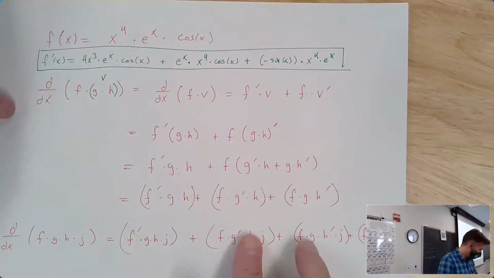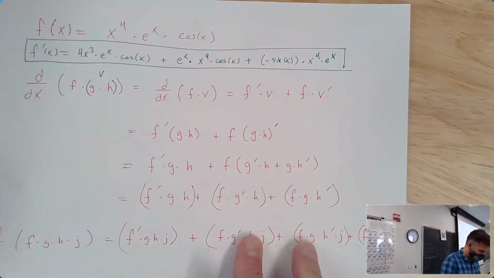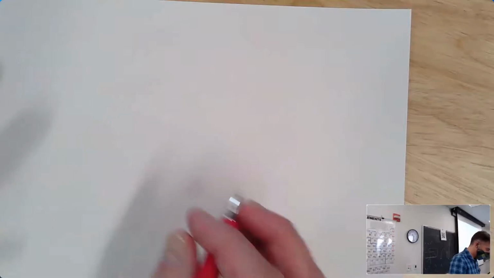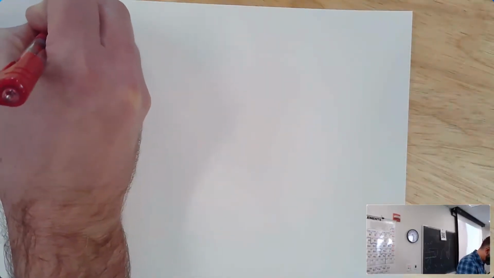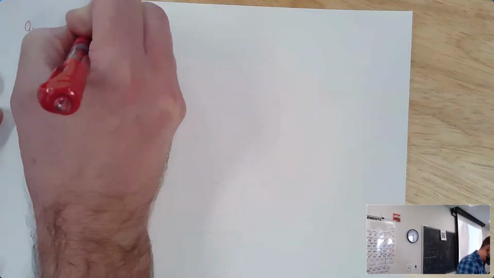All right, so that's kind of most of what there is as far as the product rule is concerned. Let's go ahead and also talk about the quotient rule. So there's also a quotient rule. And the thing I like to think about when I think about the quotient rule is it's very, very similar to the product rule.